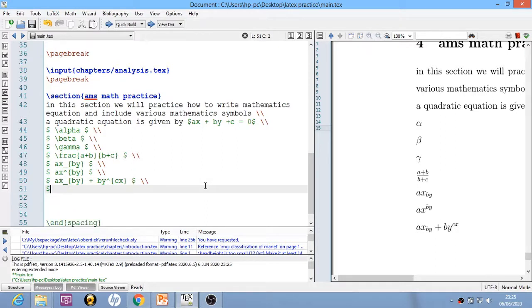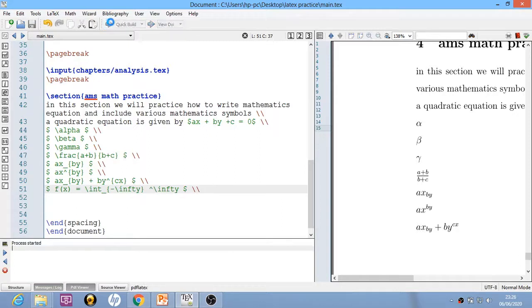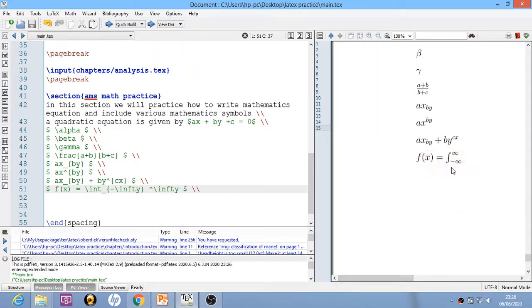Okay, for example, you want to write f of x equals to integration of, so I will write \int for integration, and then I have to write minus infinity to infinity, so I will write minus infinity, caret sign and again infinity. I will end this math mode and again I will compile this. Now you can see that f of x minus infinity to infinity will appear over here. Okay, and now you will simply go on adding the symbols and the equation will be built automatically.